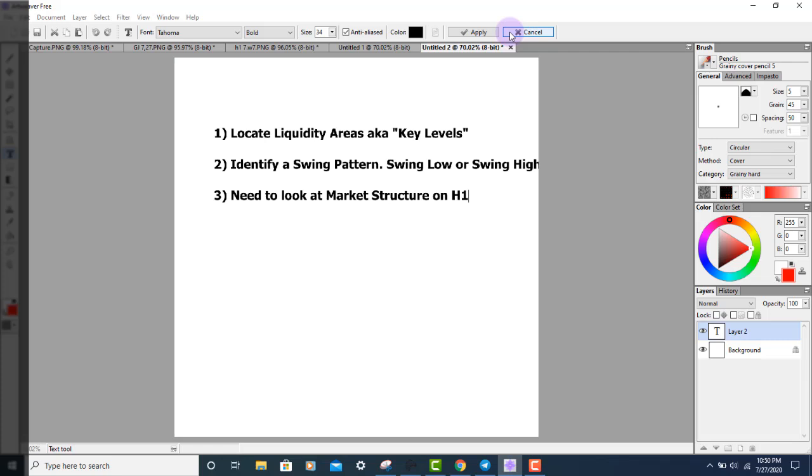I'm more of an intraday trader, so this may not apply to you guys who are trading daily, weekly, or monthly position holders. But if you're me, if you're looking to trade 1 to 2 times a day, this is what I use. So first thing is locate liquidity areas, aka key levels.